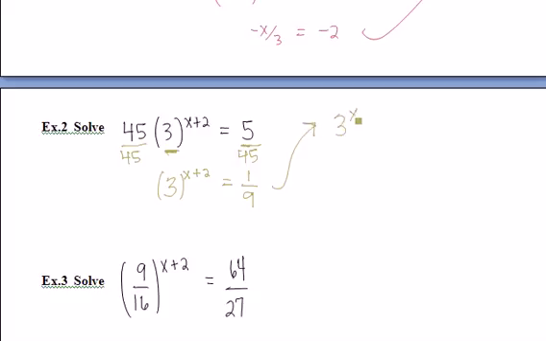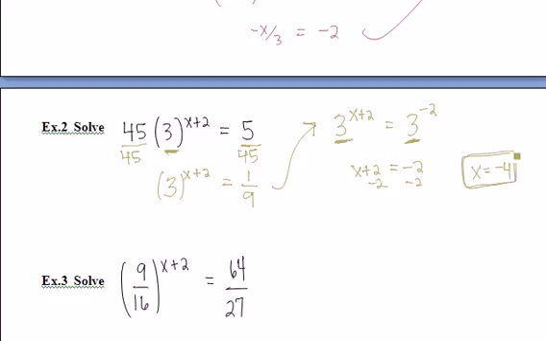And I could write them both now as a base of 3. 1/9 is 3 to the negative 2. And with similar or equal bases rather, we now just have to say, hey, make those exponents equal. Then these expressions will in fact be equal. Subtract 2, and x equals negative 4.